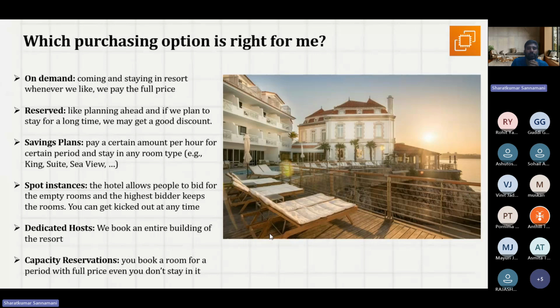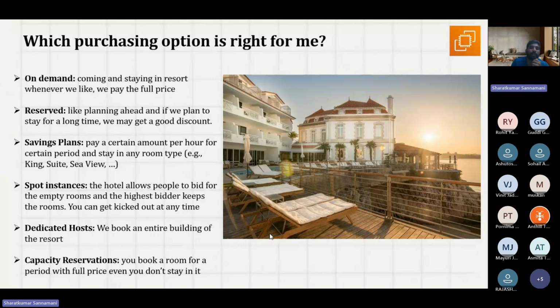But there are pros and cons when booking all upfront, partial upfront, and no upfront. Let's say you paid the full amount, then you can't cancel the room plan. You need to go and use it because you already paid in full. You may even lose a lot of money. That's how reservation works.